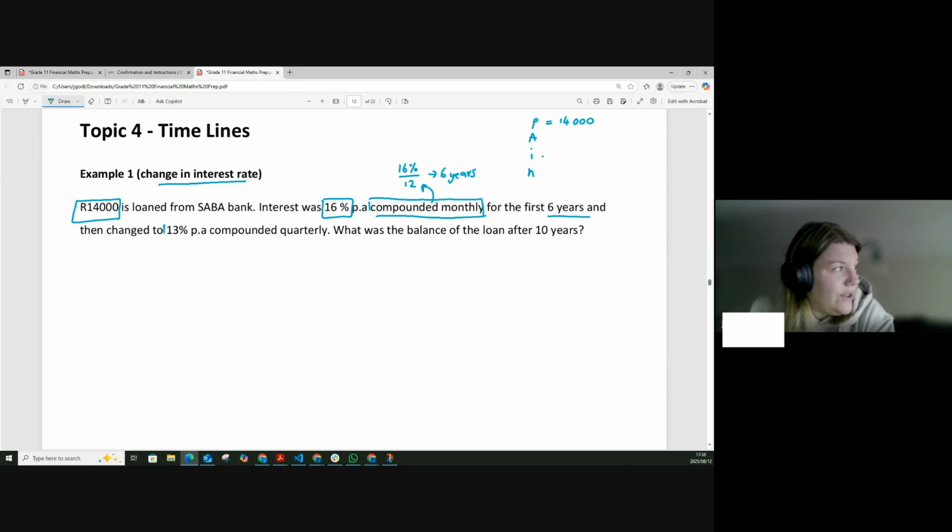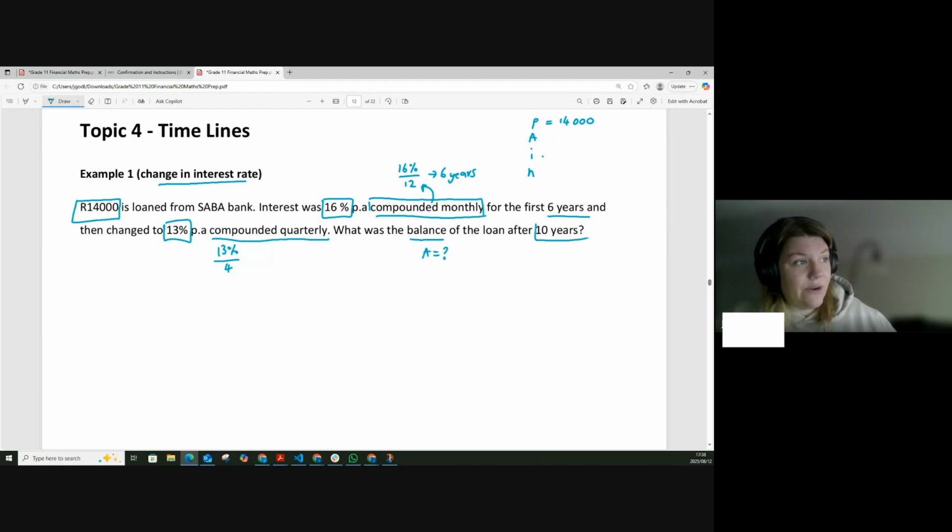Then it changed to 13% per annum, but it was being compounded quarterly. So how can I write that one? What does it mean if it's happening quarterly? How many payments is that in a year? Good, 4 payments a year. So this part we would write 13% over 4. What was the balance? So we're looking for A of the loan after 10 years. So 10 years is our final amount.